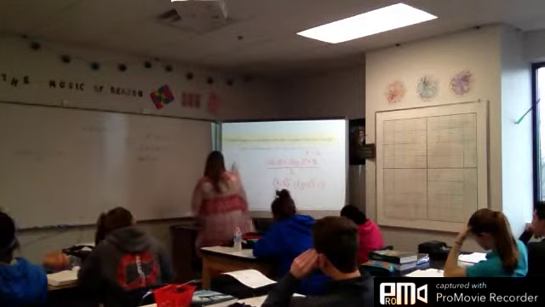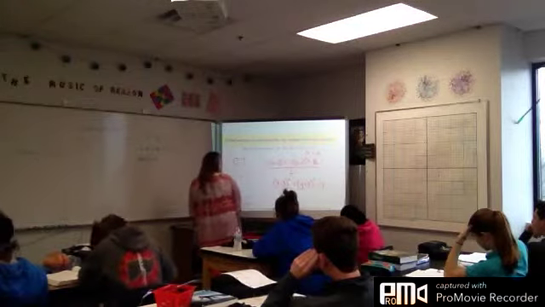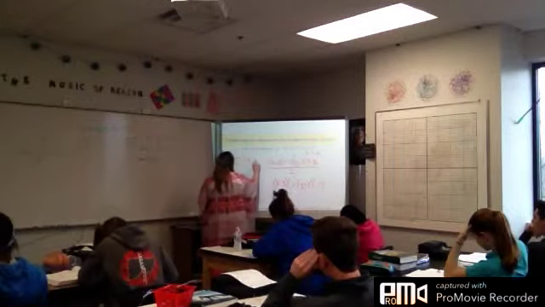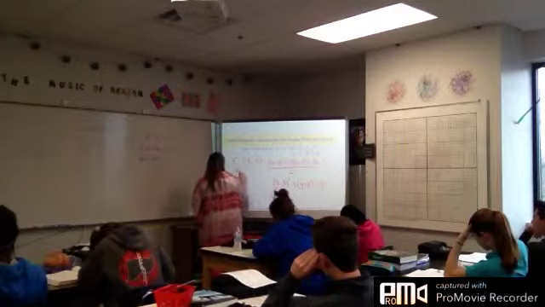Now, what is the center of my circle? Positive 3, negative 2. Beautiful. Positive 3, negative 2. What's the radius of my circle?